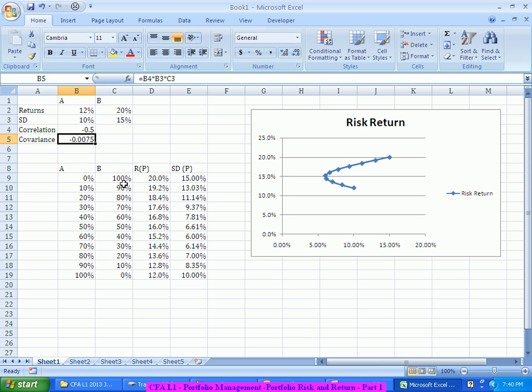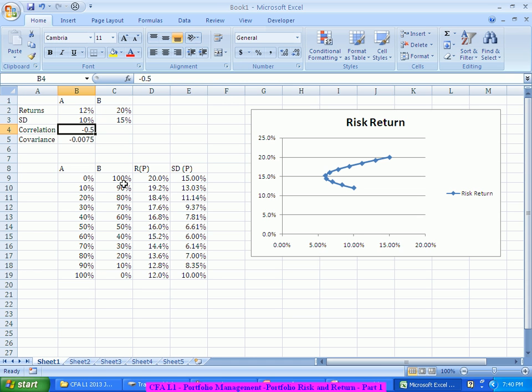6%. If I am choosing the same A and B, with the same returns and standard deviations remaining the same, only the correlations are different. If both are correlated at -0.5, I can bring down the risk even to 6%.